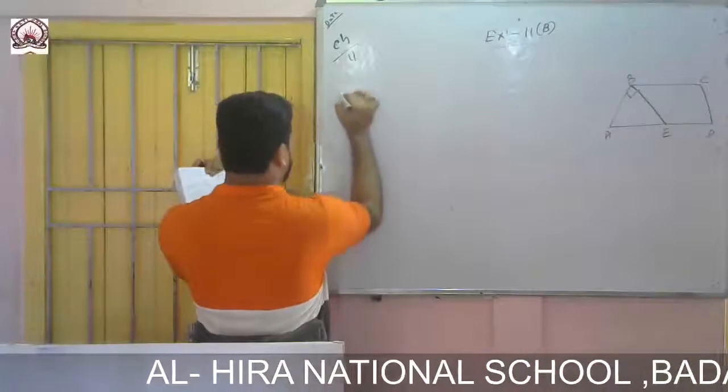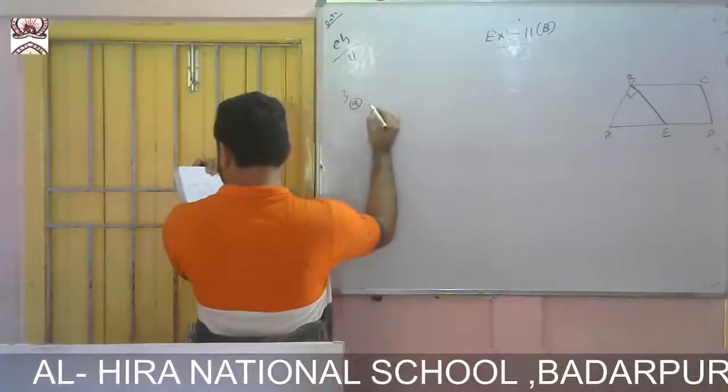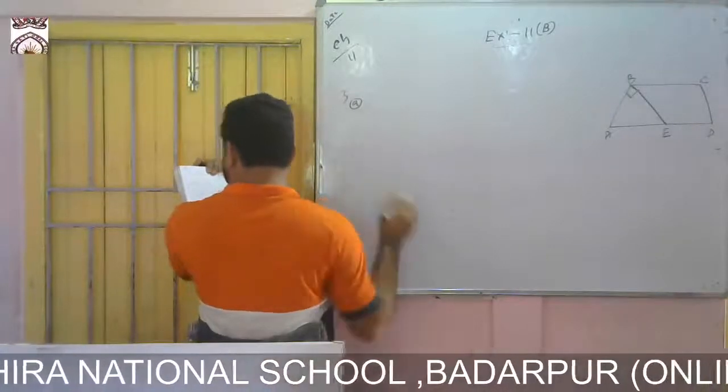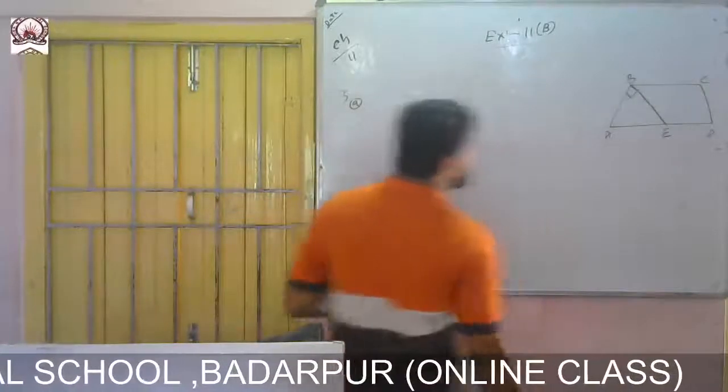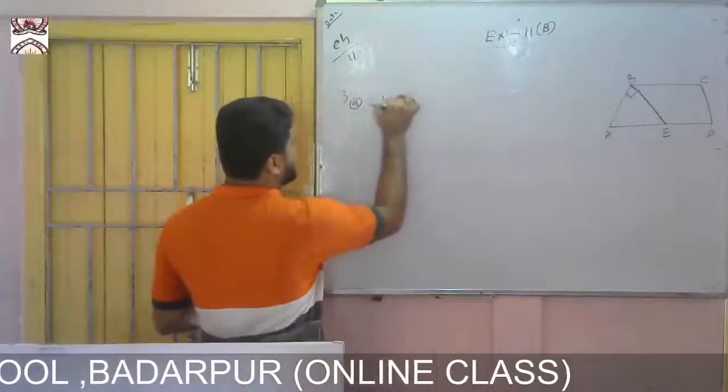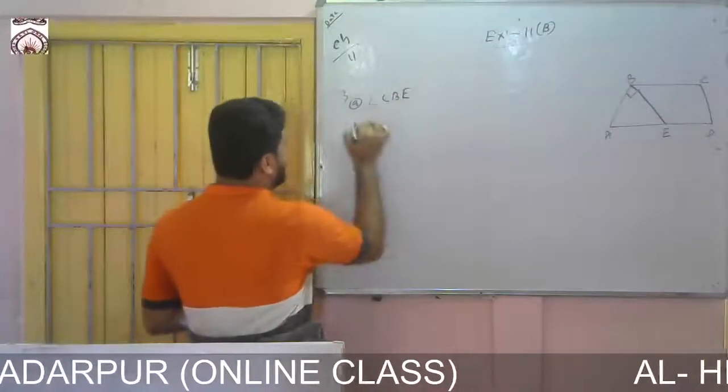So question number 3A. An acute angle at B will be angle CBE.